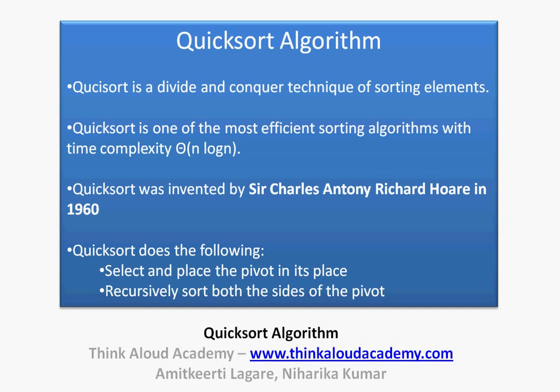If I were to summarize Quicksort in a couple of sentences, I can say that Quicksort basically selects a pivot and then tries to place the pivot in its place, and then it tries to recursively sort the left half and the right half of the pivot element. So we'll see more of it when we see an example and the algorithm itself.